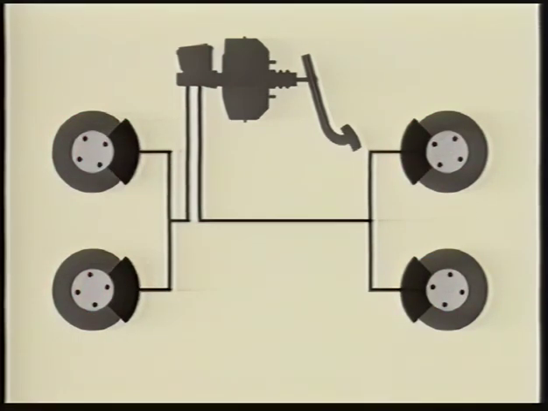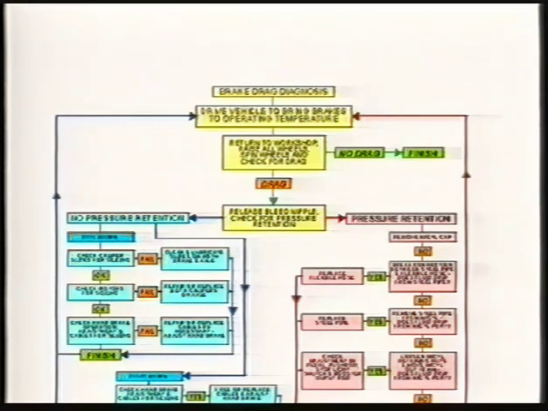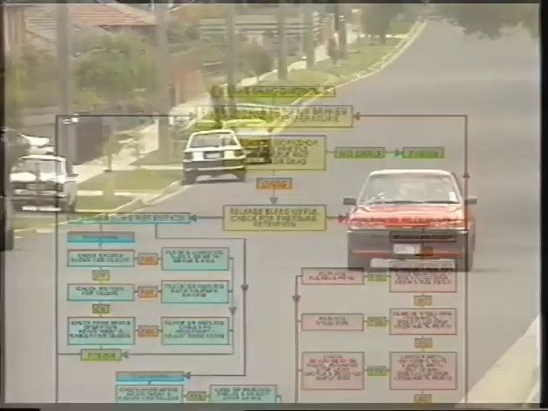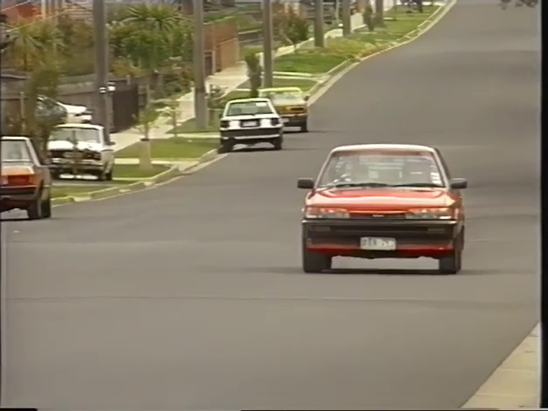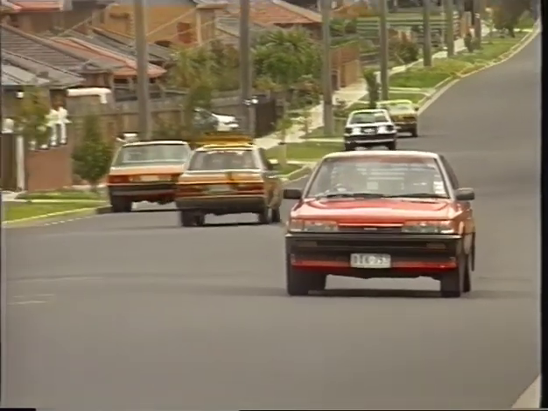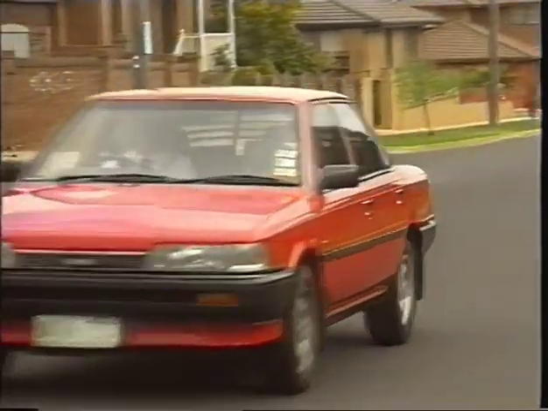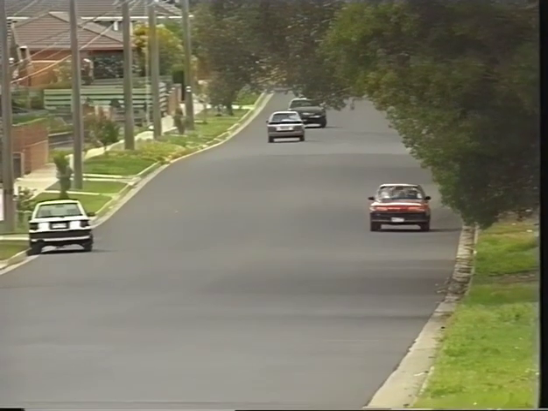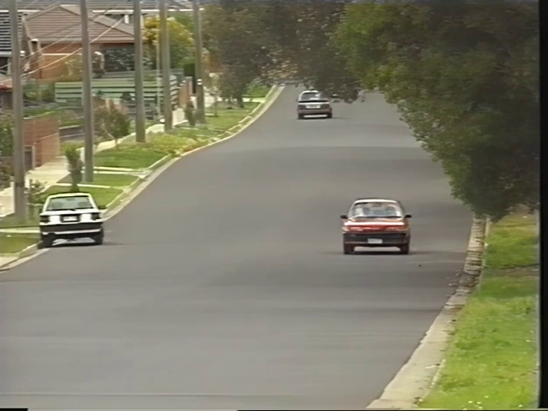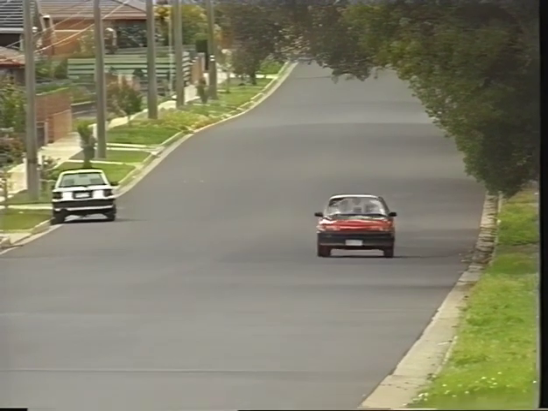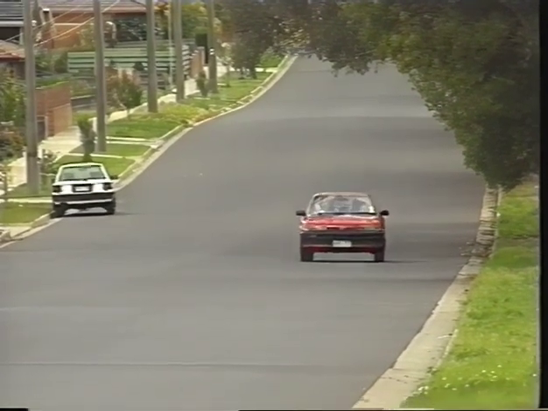Brake drag can occur on individual wheels, wheels on a common axle, diagonal pairs of wheels, or all wheels of a vehicle, and can be caused by either hydraulic or mechanical means. As with all braking problems, a logical and systematic approach to diagnosis greatly reduces diagnostic time. The previously mentioned flowchart, shown here, sets out the procedure we will be following throughout this video.